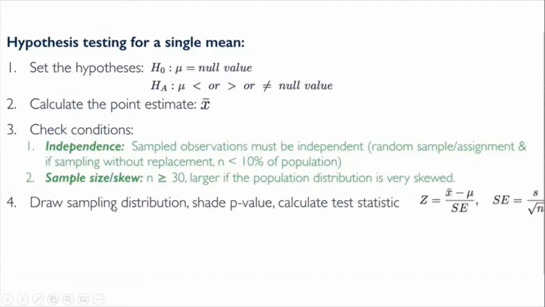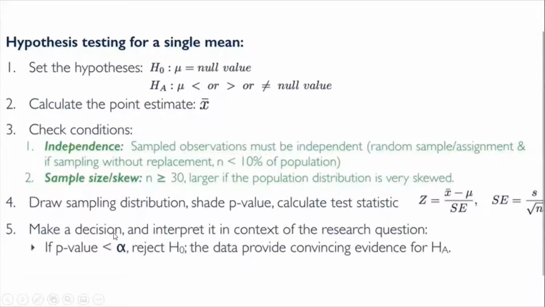And then number 4, we calculate the test statistic. In order to calculate the test statistic, we need the observed value and the mean or any estimate, divided by the standard error. How to calculate standard error? It is the standard deviation of the sample divided by the square root of n.